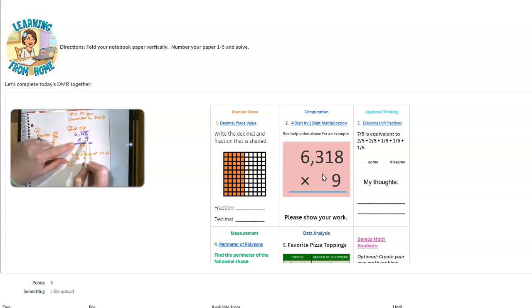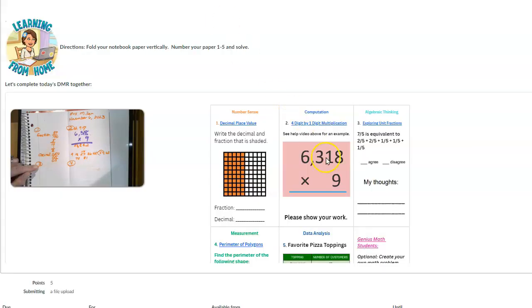So anyway, 9 times 6 equals 54 plus 2, 56,862. Question 3. Exploring unit fractions.